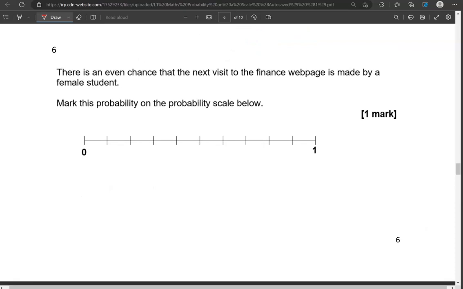There is an even chance that the next visit to the finance webpage is made by a female student. Mark this probability on the probability scale below. Even chance, that is 50-50. So that's bang on 50% or 0.5. So that will be right here. So 1, 2, 3, 4, 5 out of the 10.